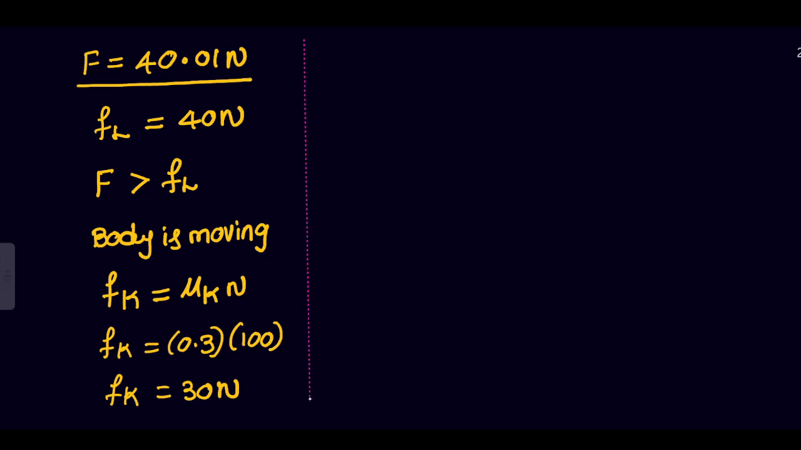Now the body is in motion. What type of friction does it have? There is no limiting friction now. Now the frictional force is kinetic friction. So in this case, what type of friction is it? This is the kinetic friction. This is kinetic friction.